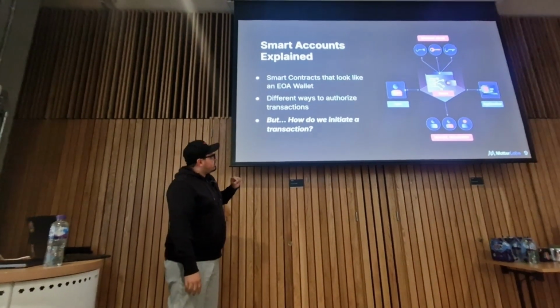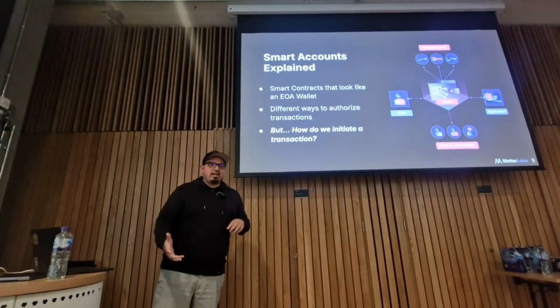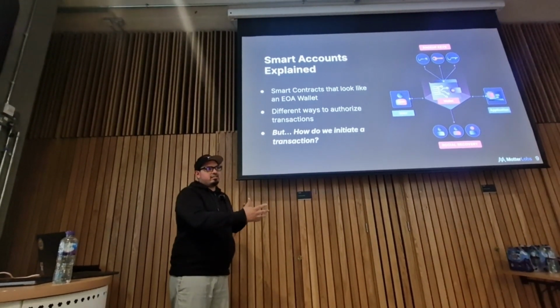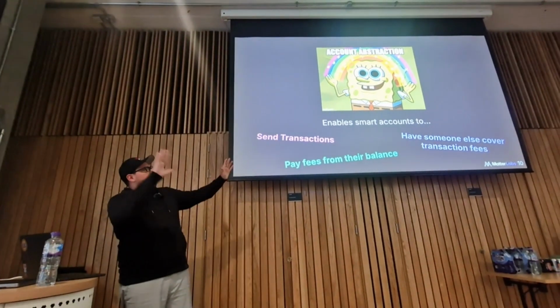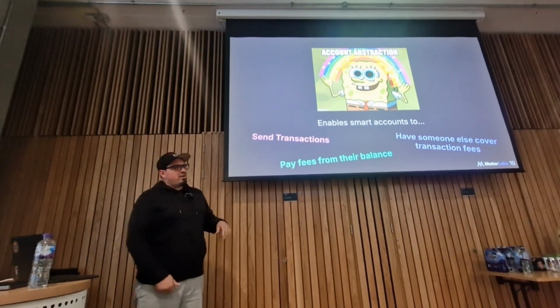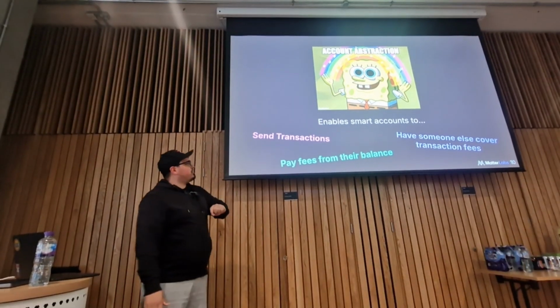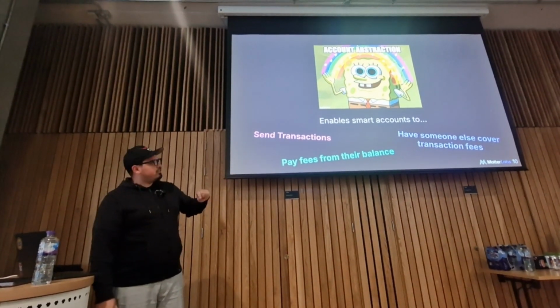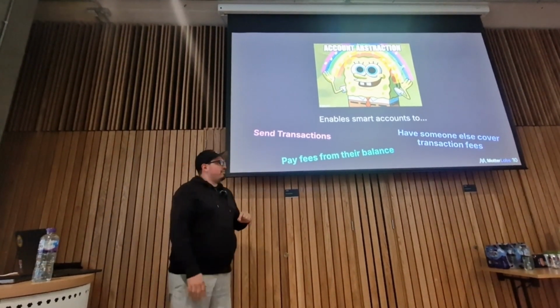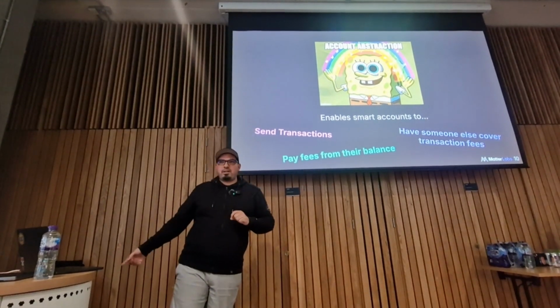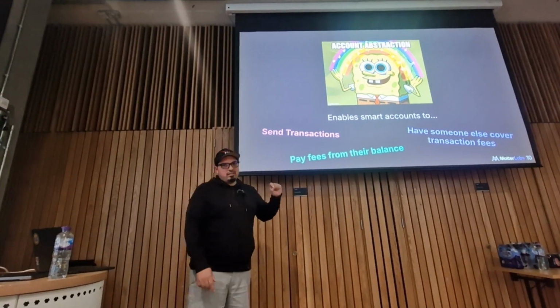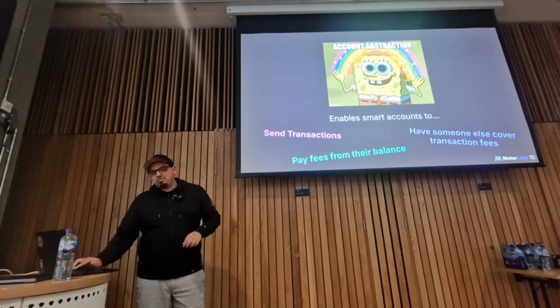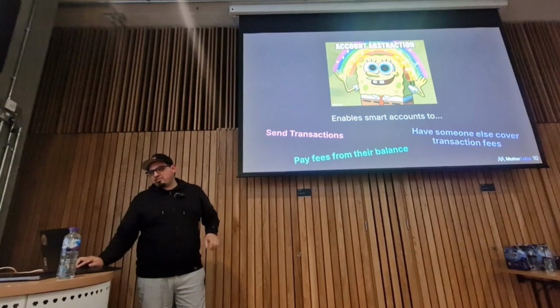The big question is, how do we initiate a transaction once you live in this world where a smart contract is actually your wallet? And that is account abstraction. So with account abstraction, that is where you get the ability to send transactions. You can pay fees with your balance, and even further, you can have someone else pay for your fees for transactions. That is called a paymaster. And that is something that I'll talk about a little more later.